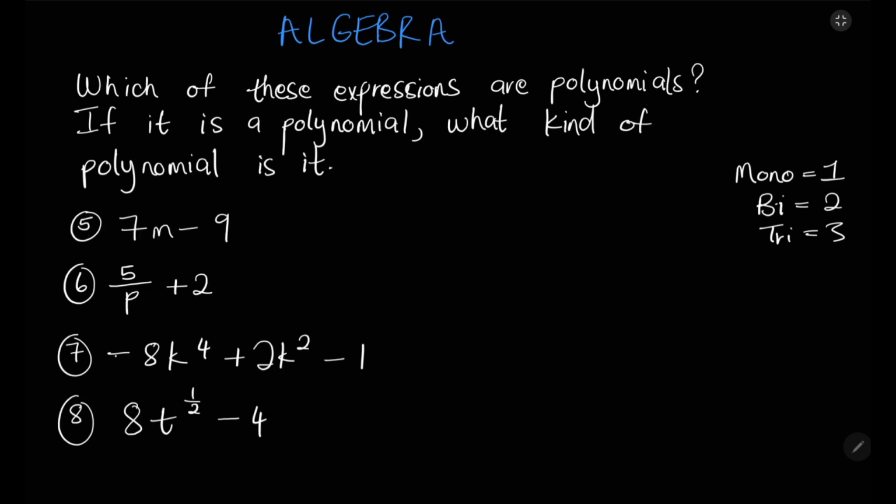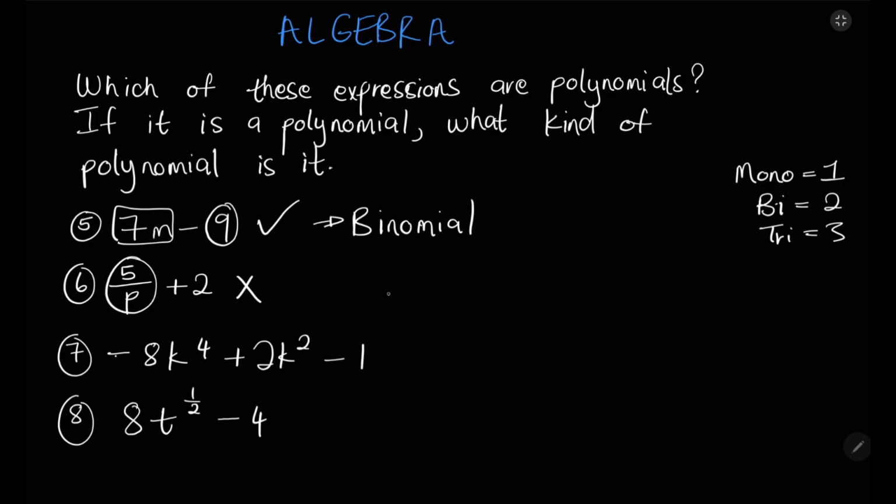Number 5, 7m minus 9. Is this a polynomial? Yes, because it has 7, negative 9, and a variable, which is m. It does not have a negative exponent. What kind of polynomial is it? We have 1, 2 terms, so this is a binomial. Number 6, you have 5 over p plus 2. Is this a polynomial? No. Why? Because there's a fraction.